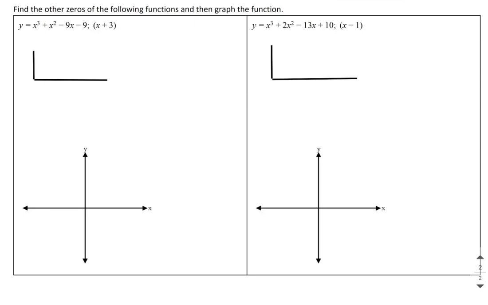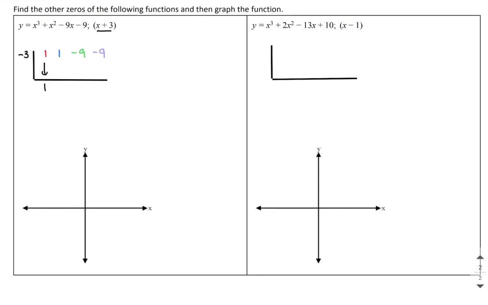I'm going to use synthetic division for this because it's easier. I'm going to take the coefficients. So for x cubed, it's 1. For x squared, it's 1. For x, it's negative 9. And for my constant, it's also negative 9. And then the number that's going to go on the outside is what makes this 0. So that's negative 3. I bring down the 1.